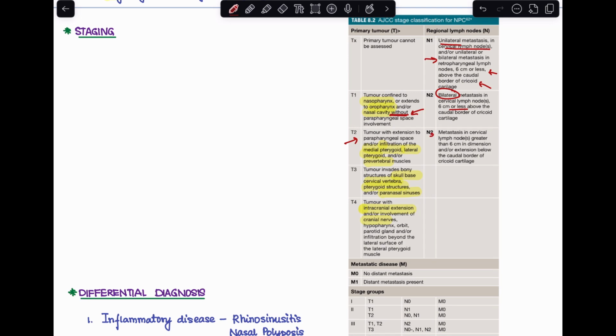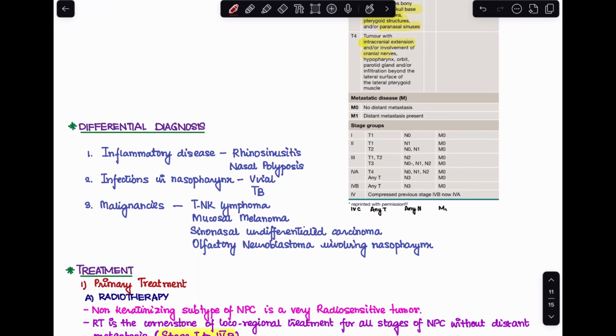N3 is metastasis in cervical lymph node where the size is more than 6 cm and/or extension below the caudal border of the cricoid cartilage. So that is the AJCC staging for the tumor of nasopharyngeal carcinoma. And we know that M0 is no distant metastasis and M1 is when distant metastasis is present. And this is the staging of nasopharyngeal carcinoma.